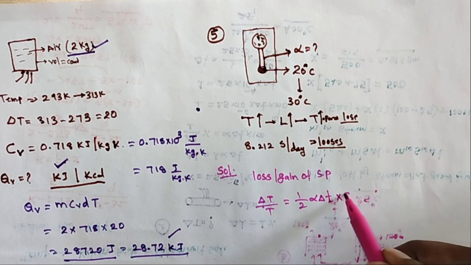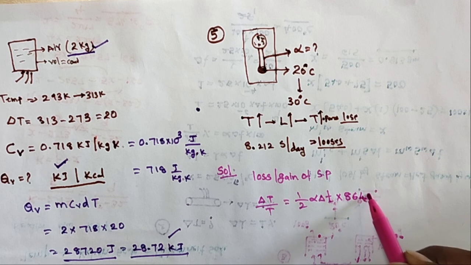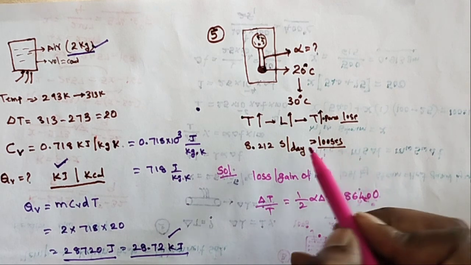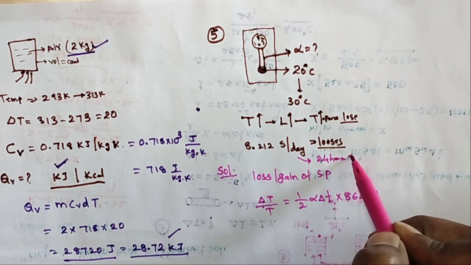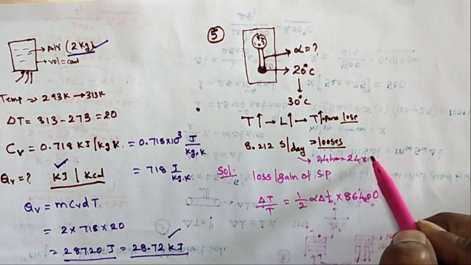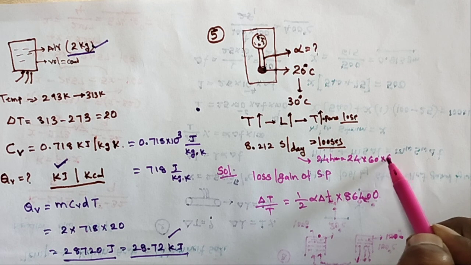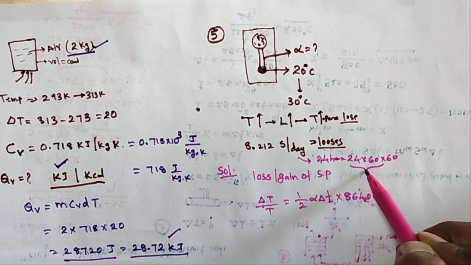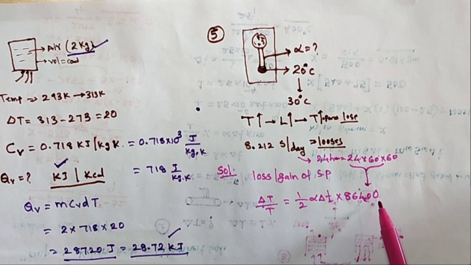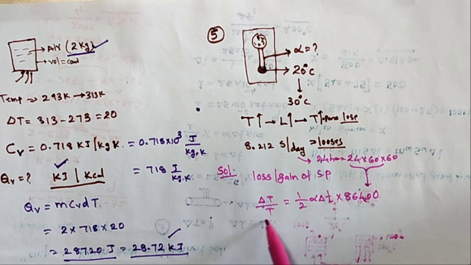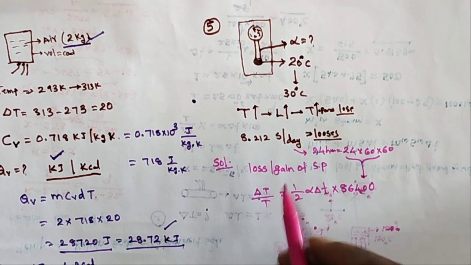multiplied by 86400 seconds per day. So what is a day? A day means 24 hours, which is 24 hours times 60 minutes times 60 seconds. In total you get 86400 seconds. So here I want the alpha value. This is delta t by t, the loss or gain. How much is the loss or gain given?